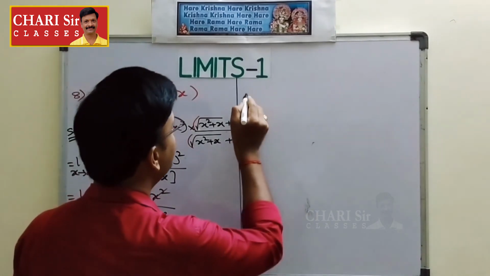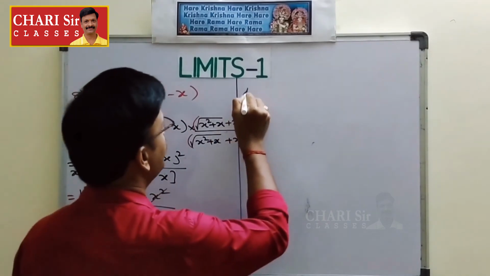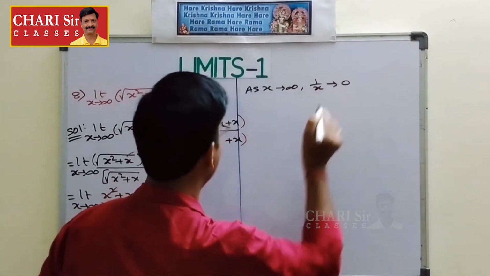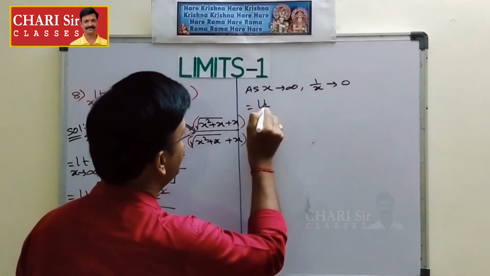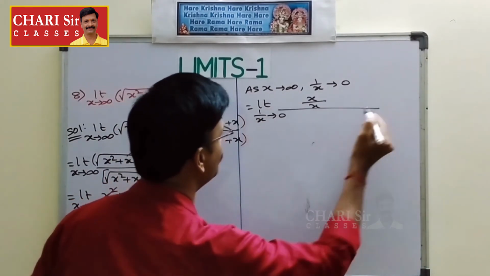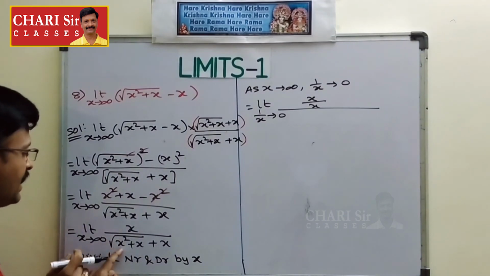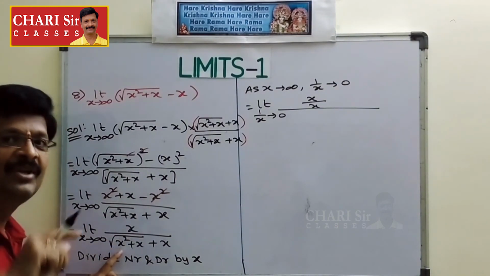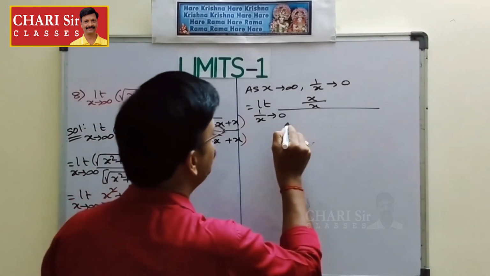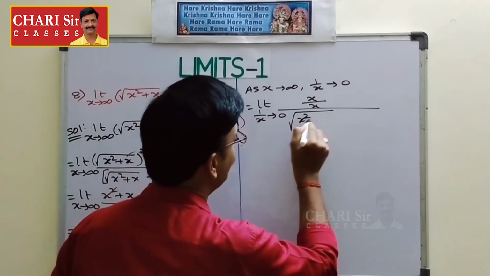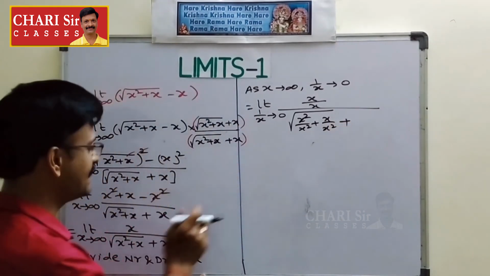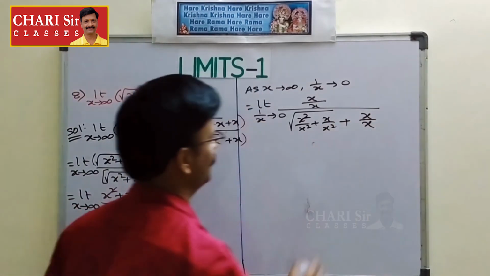Now when you divide the numerator and denominator by x, as x is tending to infinity and 1 by x tends to 0, we can write it as limit 1 by x tends to 0. Here x by x, total divided by, here x is divided by x, and whenever you are dividing under root you need to divide with x square. Outside with x, inside the root you need to divide with x square. Means root of x square by x square plus x by x square plus x by x. So outside you are dividing by x.